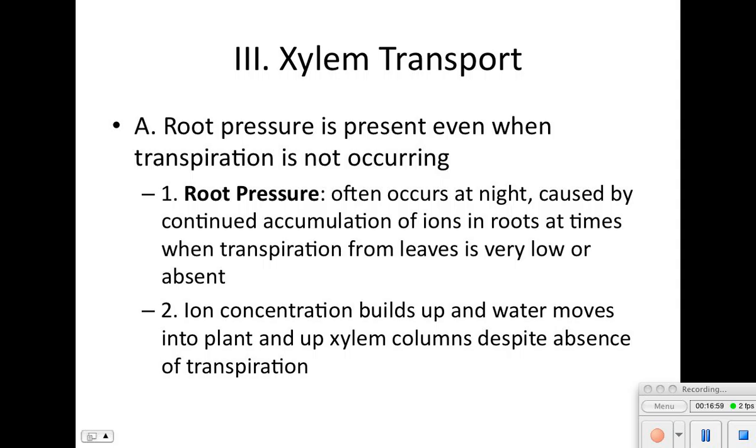There's always root pressure, even when transpiration is not occurring. Transpiration means that water vapor enters or leaves the plant, and it's usually caused by the heat of the day. But root pressure often occurs at night. It accumulates ions, and then transpiration from the leaves is very low or absent because a lot of this takes place during the day. So we have ion concentration that builds up to generate that root pressure. So then water moves into the plant despite transpiration taking place. Because transpiration also helps move water, because all the water molecules are connected to each other, like pearls on a string. That's a cool picture.